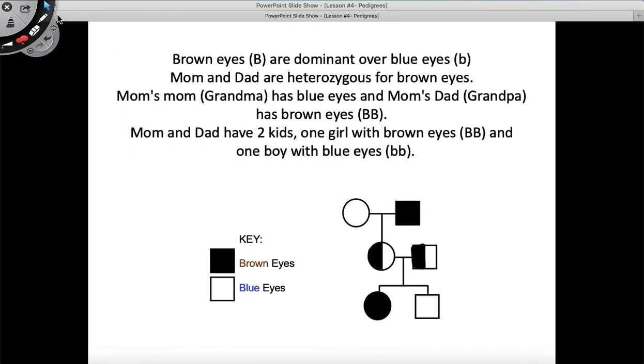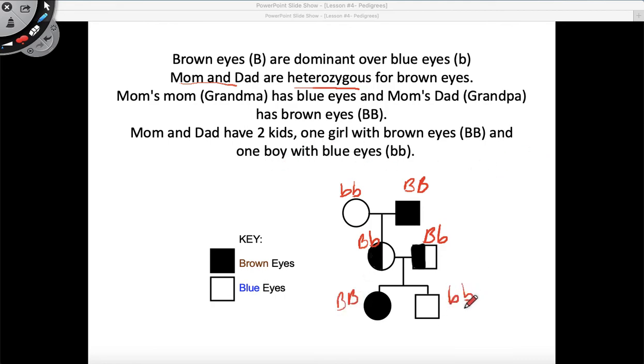Did you get it right? So here is the key. So mom's mom, grandma, has blue eyes, and mom's dad, grandpa, has brown eyes. So here's grandpa, and here's grandma. Here is mom. And then mom and dad are heterozygous for brown eyes. So this is dad. So here are the 2 kids that they have. One girl with brown eyes and one boy with blue eyes. So notice that I'm writing down the genotype on the pedigree chart as well. Did you get it right?